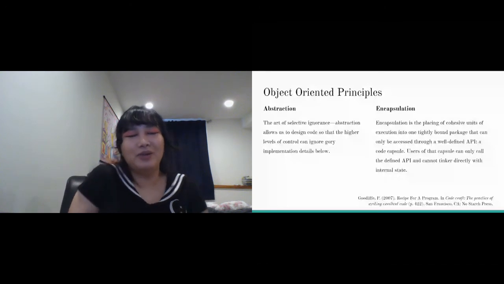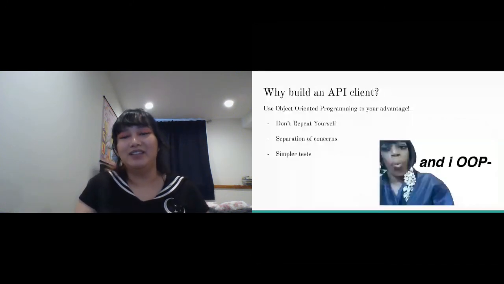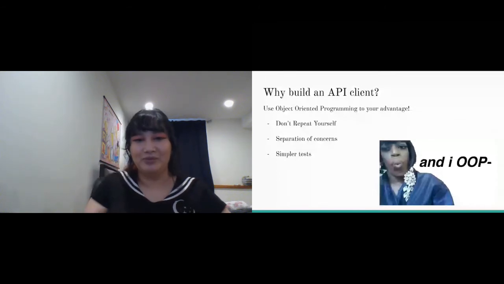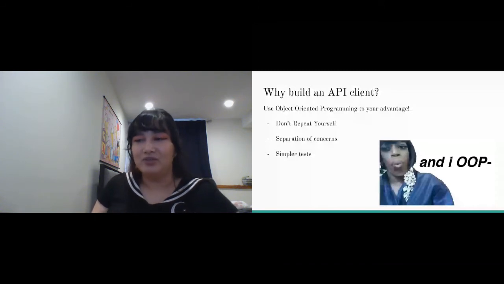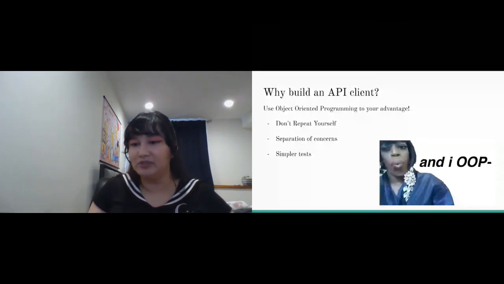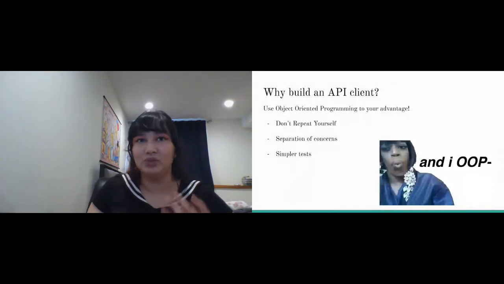So why do we do this? From an object-oriented programming sense, there's a great reason for why we want to do abstraction and encapsulation, why we want to build these API clients. First of all, we have less duplicate code. It's really great. And you have a separation of concerns, which is my favorite part of it all.